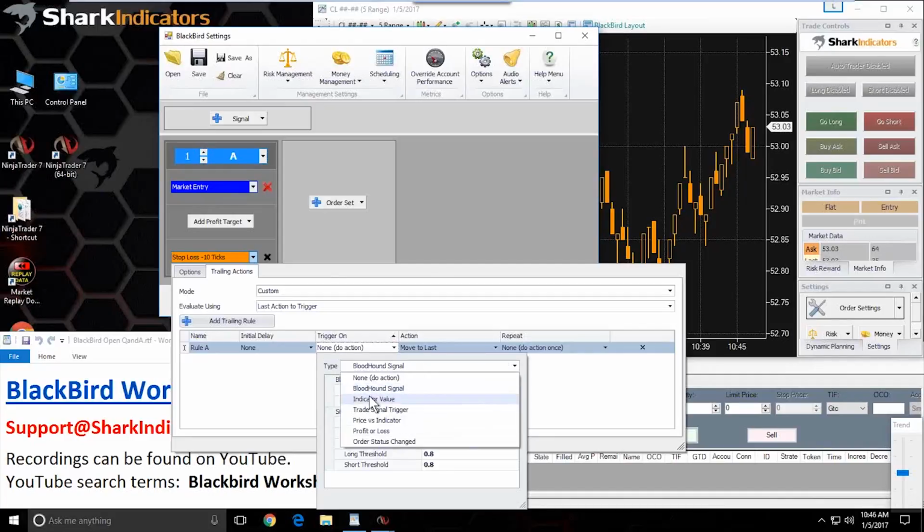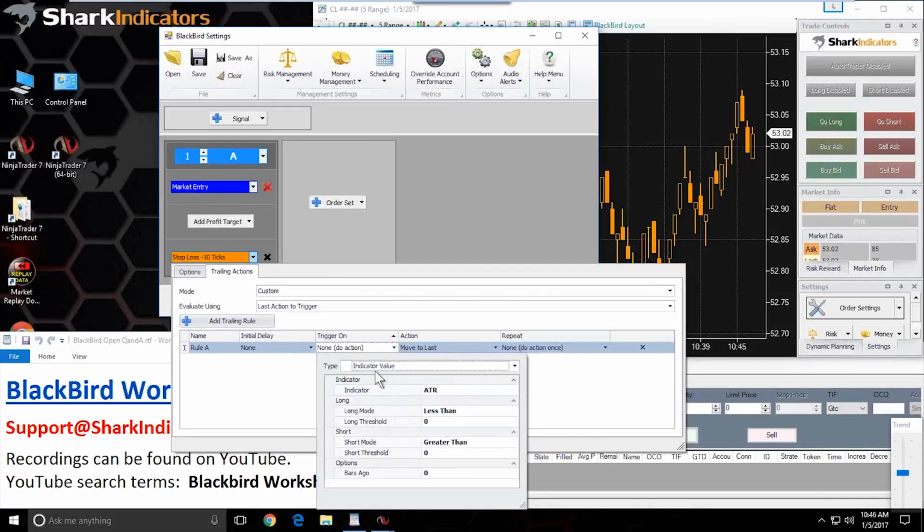Okay, let's see. So another trigger could be, let's say you're waiting for an indicator value. Let's say you're waiting for the ATR to get to some certain level. If the ATR gets really high, that could be used as a trigger. If the ATR gets really high, which means you're in a really strong trend, then maybe you have the fear that the trend's going to come to an end, and therefore you might use the ATR to really tighten up your stop loss a lot.